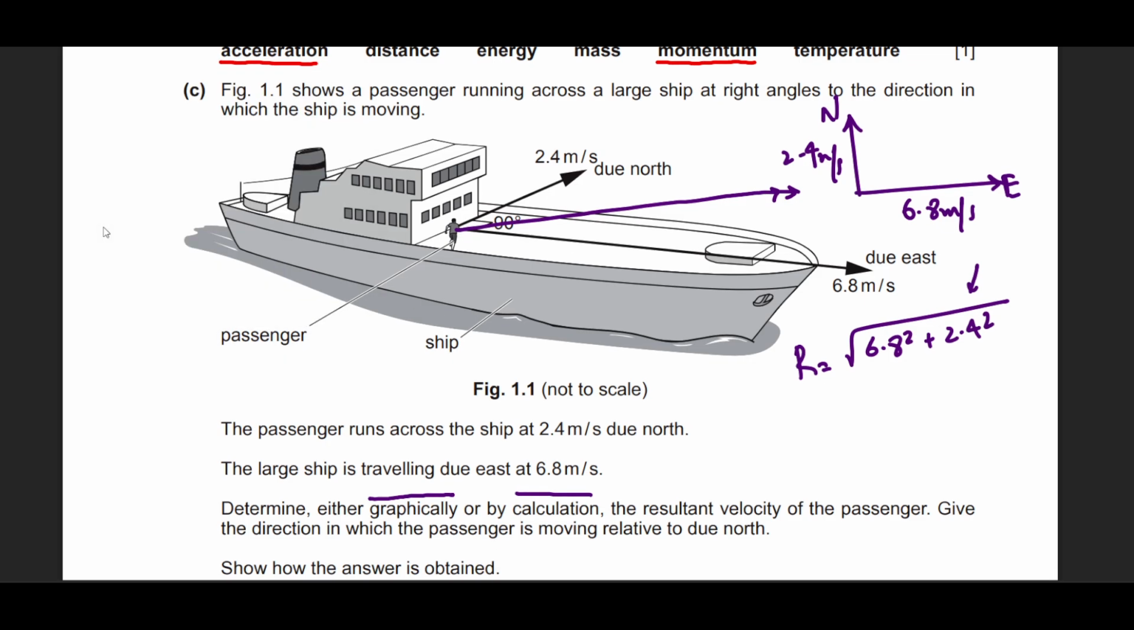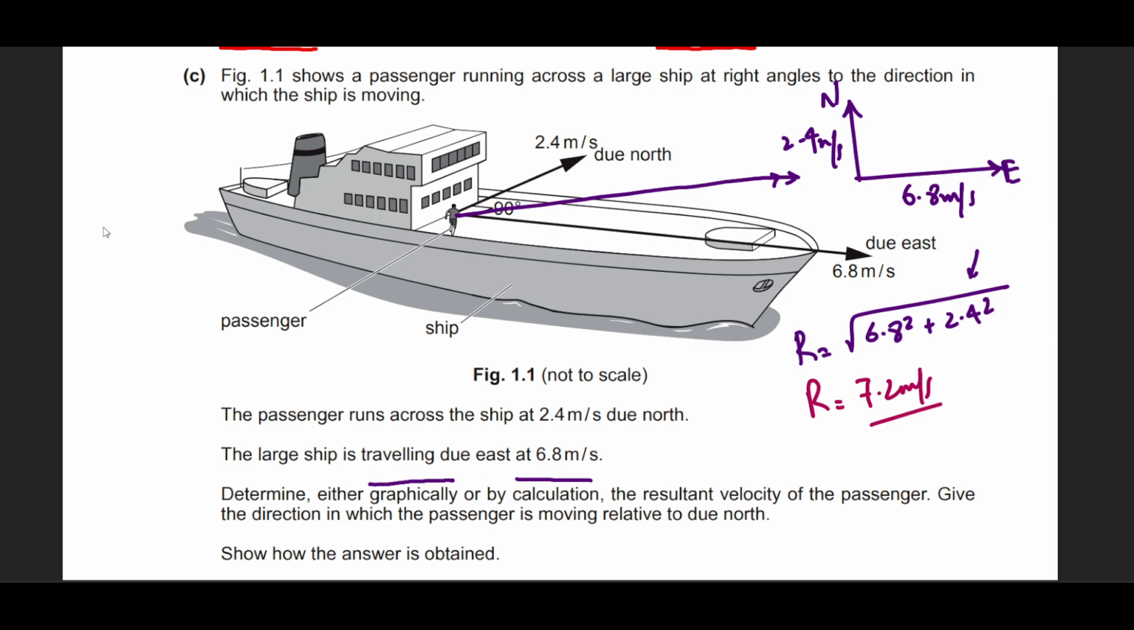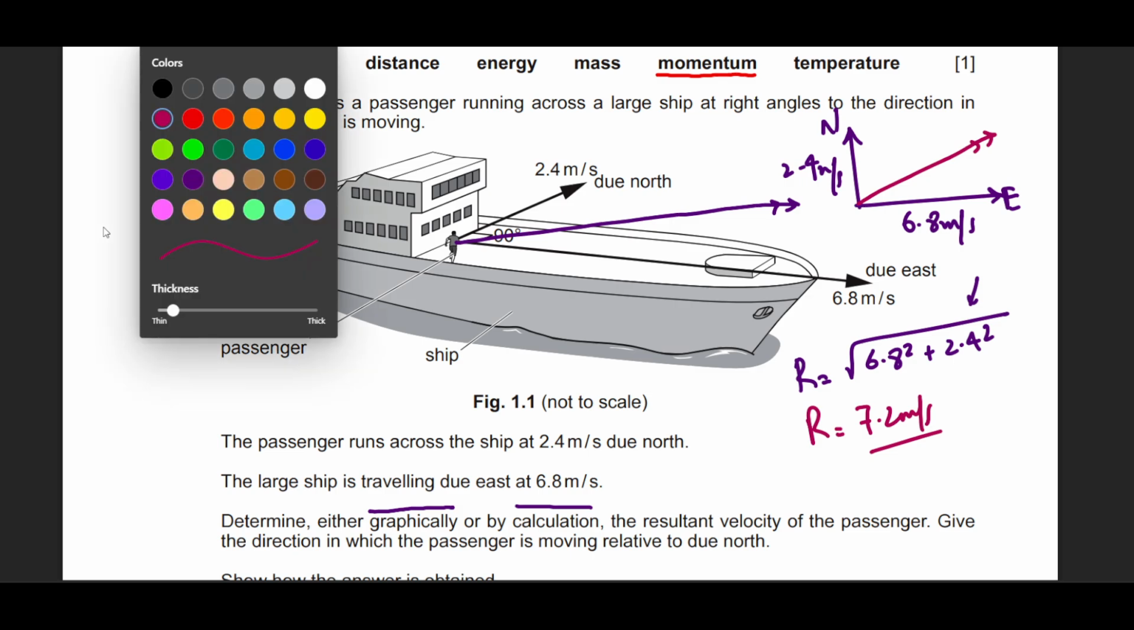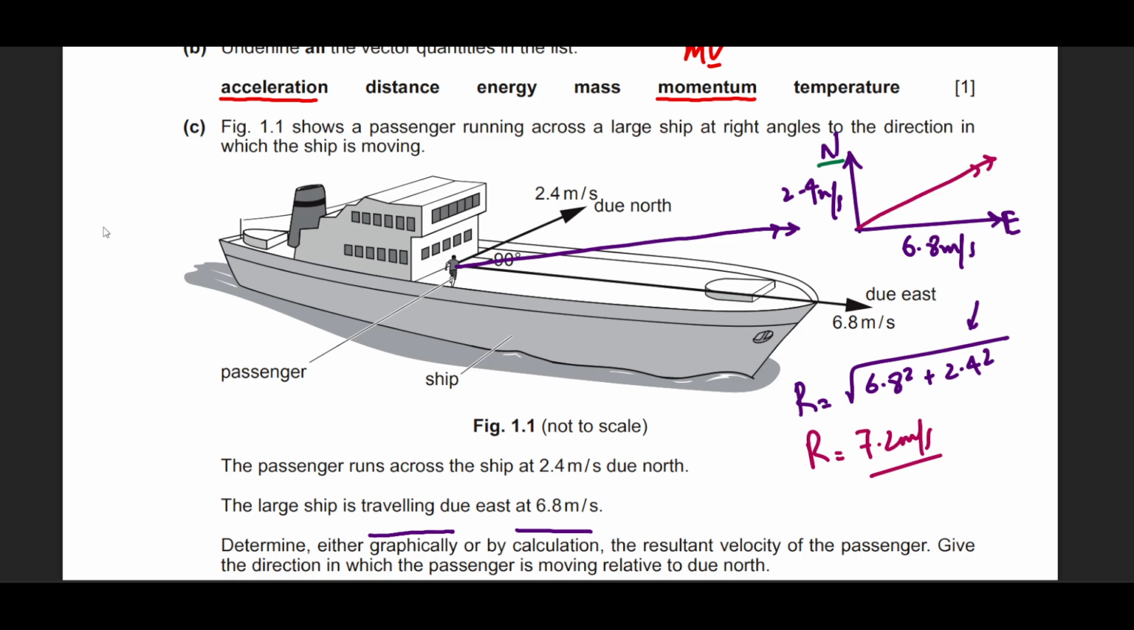So what do you get after this? The resultant by the calculation method is going to come out as exactly 7.2 meters per second. You can do this. And he's also asking you about the angle in the next part. So the angle of the resultant vector in terms of the north. This is the angle x he's actually asking about, right?